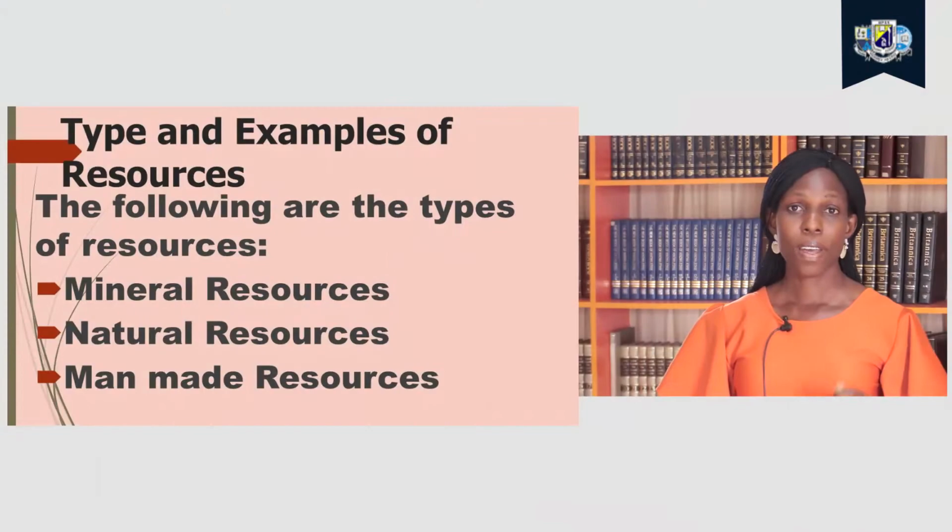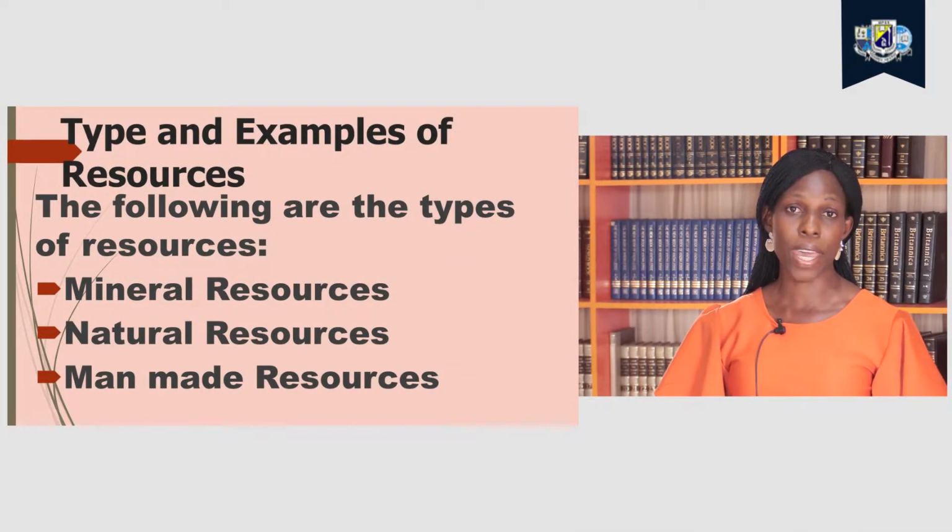Okay, now we're going to be looking at the types of resources. We have natural resources, we have mineral resources, and we also have man-made resources. So our focus today is on the mineral resources. And we are also going to be looking at some agricultural resources as well. So the mineral resources in Nigeria include crude oil, bitumen, limestone, tin or columbite. Then we also have lead/zinc. We also have iron ore. These are some resources that we can find in Nigeria.